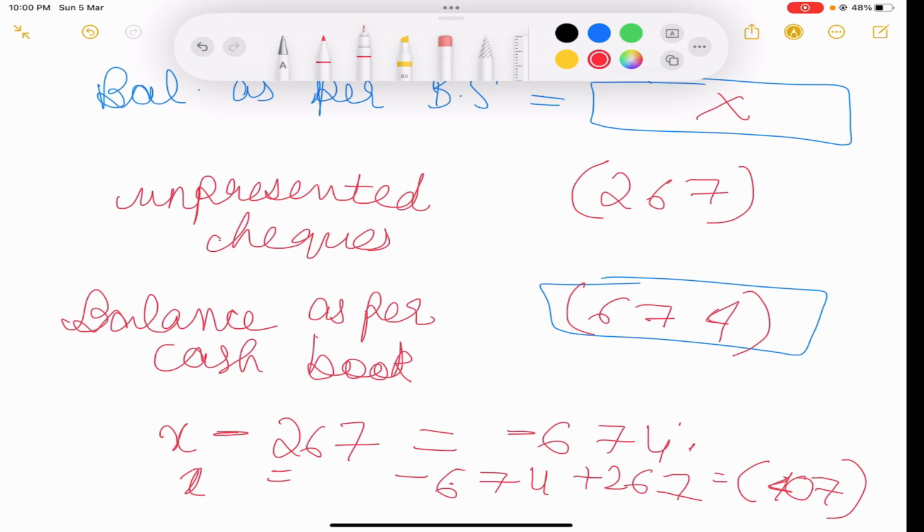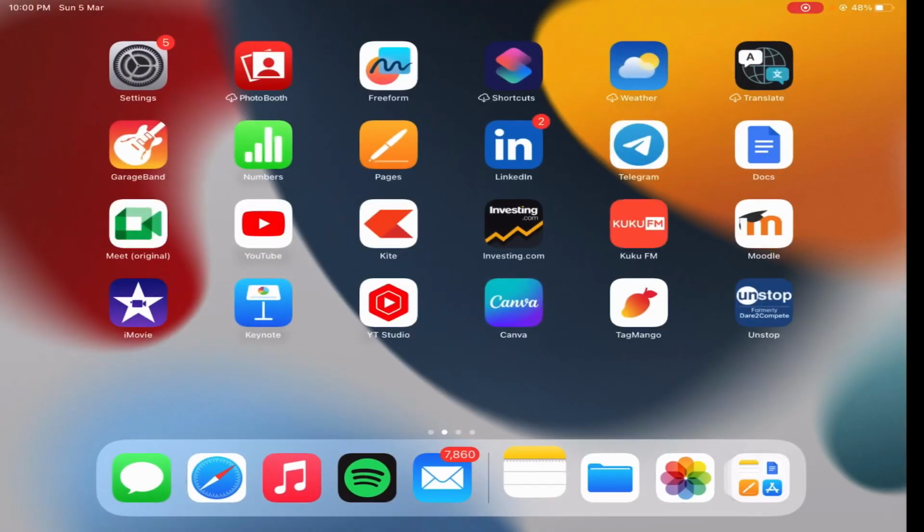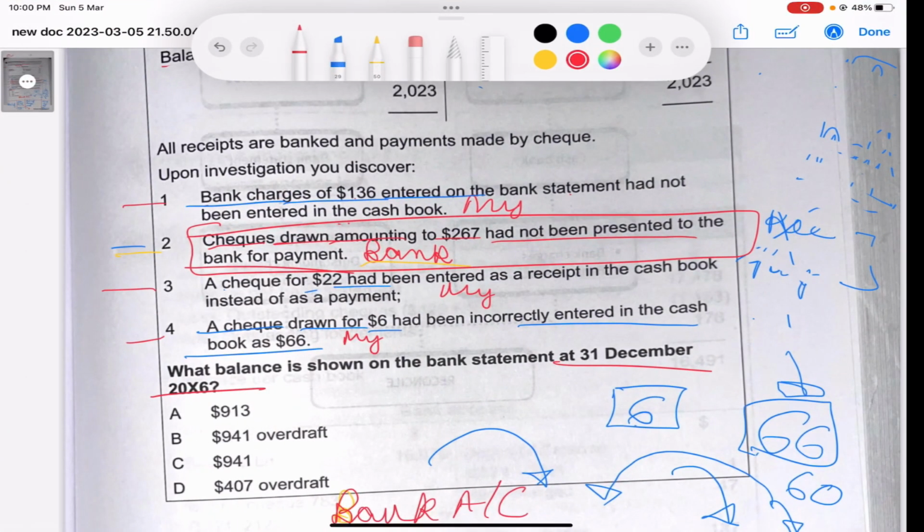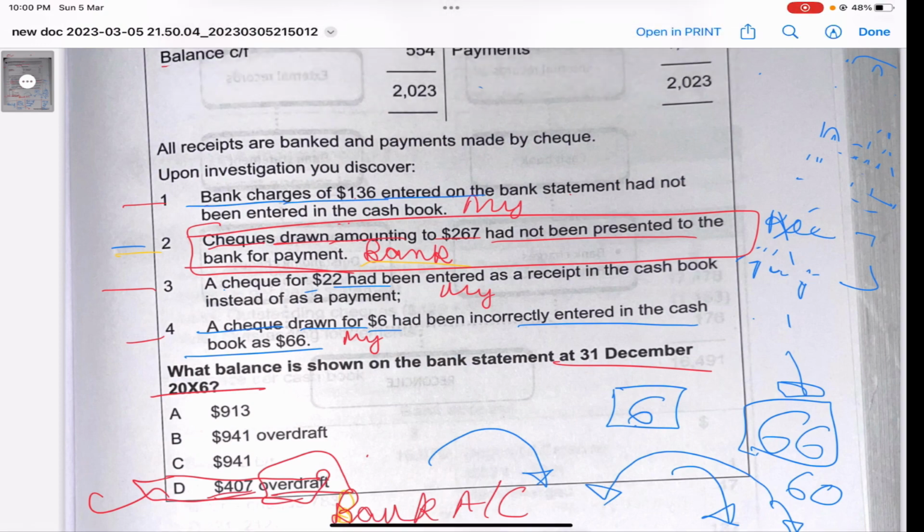So my minus 407 would be the balance in my bank statement. Okay, now if it's a negative balance in the passbook, which balance is it, debit or credit? It is debit because it is the opposite, right? So my answer is going to be D, 407 overdraft. Overdraft means negative. So I hope you understood how to solve this question.